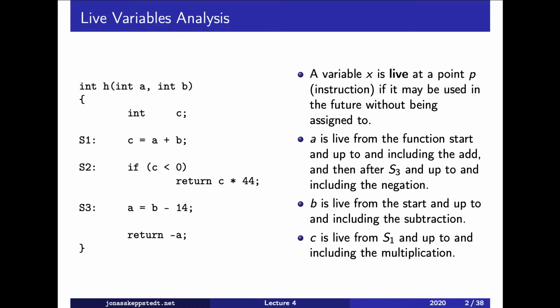The purpose is to see when a variable will be used in the future. And it starts from the definition. For A, that definition is from the beginning of the function, and it ends when it's no longer used in the future. So A is first live as a parameter, and then it ends here. And then there is a new one here. These ranges of being live are called live ranges.